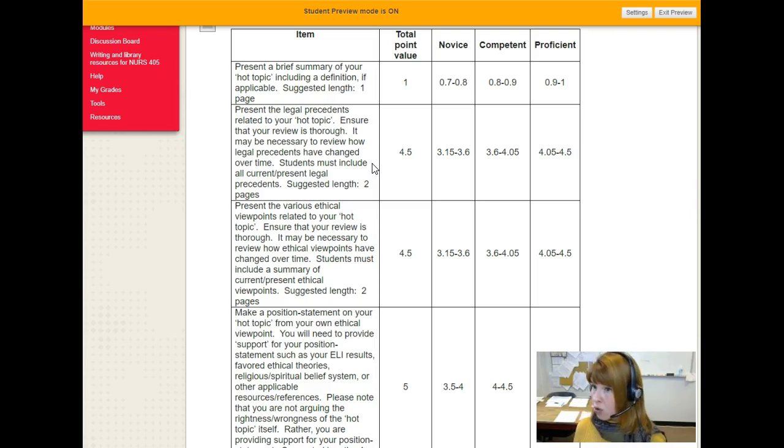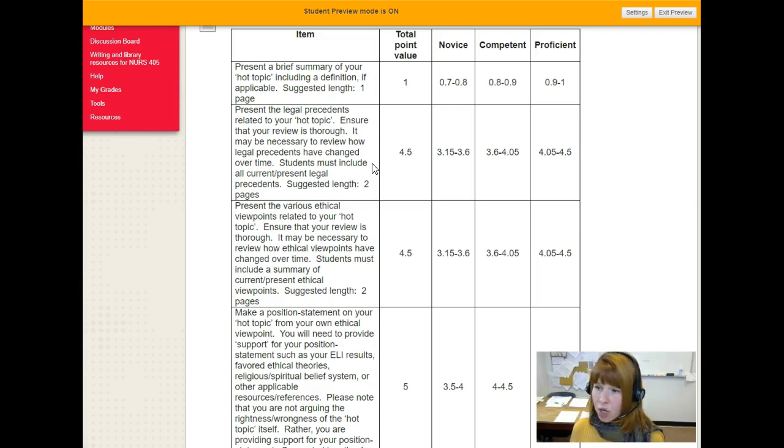Students must include all current, present legal precedents. So you want to dig through the past and get a summary or an overview of past precedents, but also you will absolutely want to cover the current precedents. Some topics involve federal law. Some of your ethical dilemmas will have legal precedents that vary by state, okay? And you're going to want to know that, and you're going to want to be able to talk about that and review that in a thorough way.